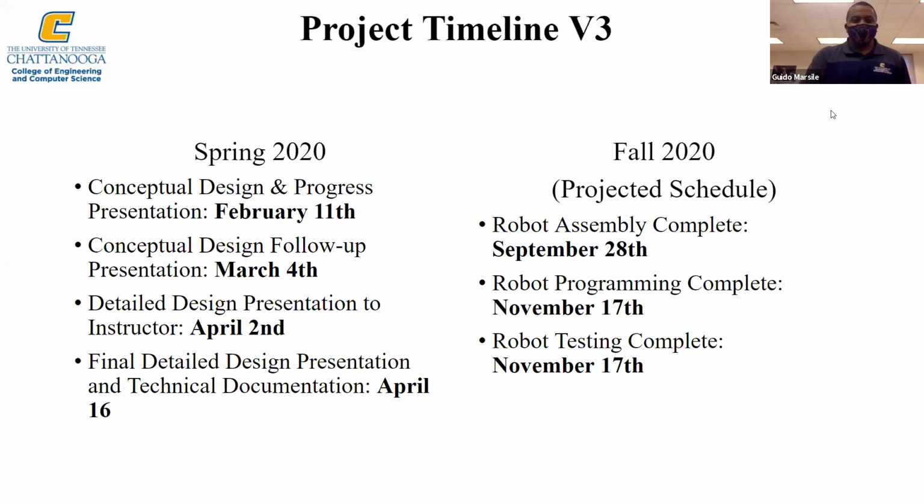The project timeline: in the spring, we came up with the design and were getting the nitty gritty of the robot. We started on February 11th and the follow-up was March 4th. We got more detailed within our design presentation on April 2nd, and the final detail and presentation was April 16th. This semester, we had the assembly complete by September 28th, and the programming and robot testing complete by November 17th.